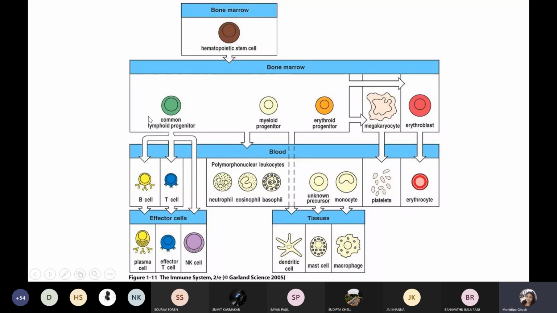So mainly the lymphoid progenitor cells develop into B cells and T cells, and the B cells as well as the T cells can interact with the pathogen instantly and develop into plasma B cells or effector B cells as well as effector T cells. Another variety of the lymphoid originated cells are NK cells or natural killer cells. There are two varieties of the cell.